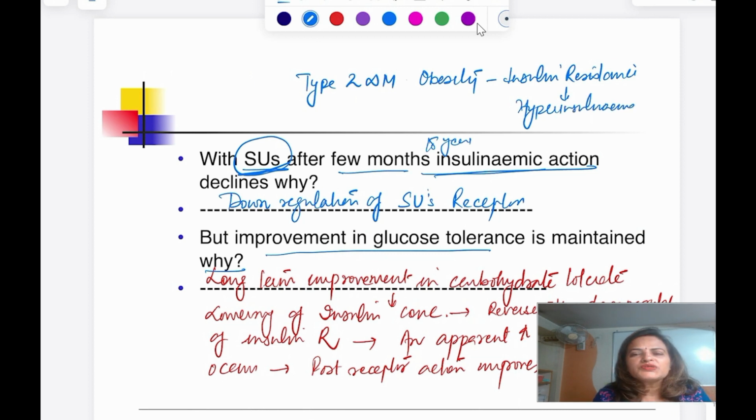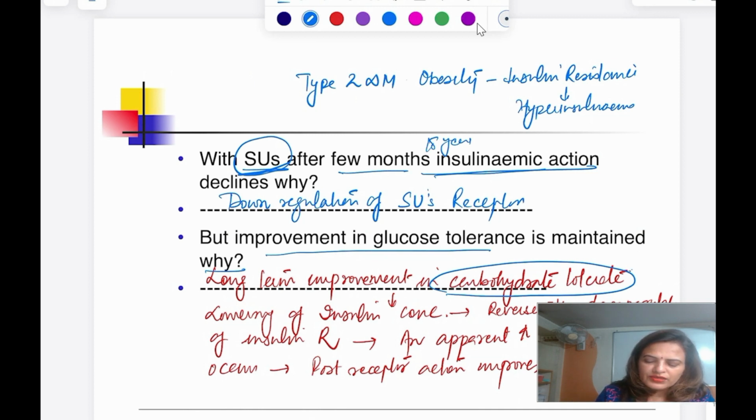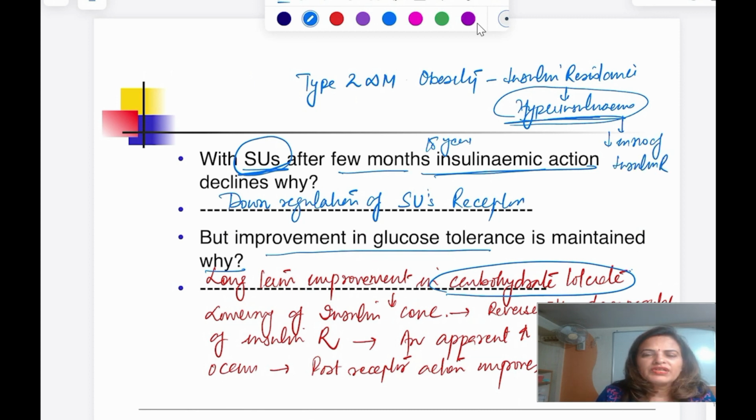Now what happens once you are going to give this drug? There is improvement in the carbohydrate tolerance, and this hyperinsulinemia is going to decay. And because of this hyperinsulinemia, there is an apparent decrease in the number of insulin receptors at various sites.